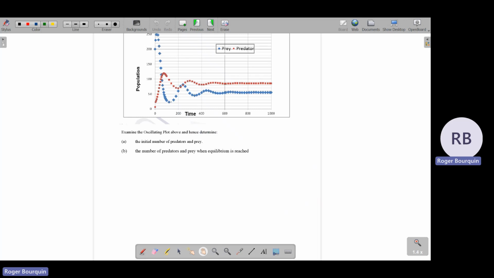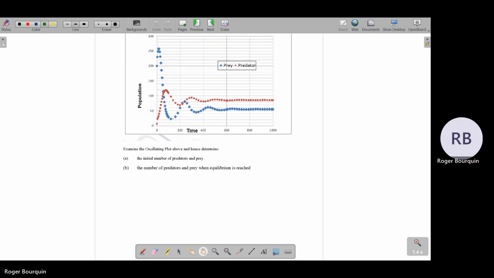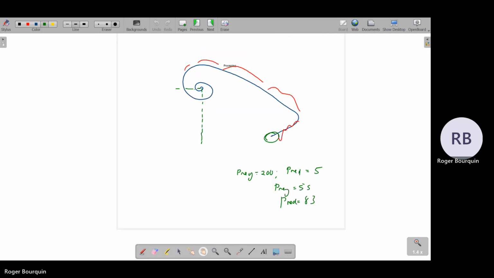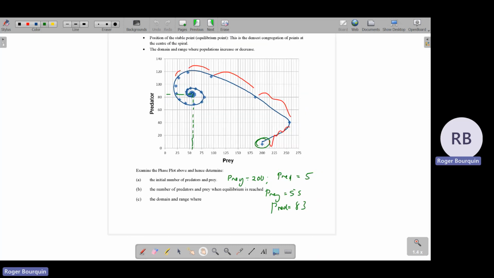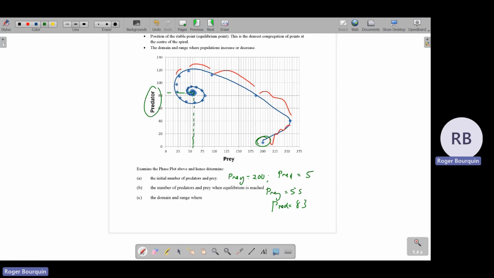So these are diagrams of the same situation. And in this representation, what does it say? It started off at prey of 200, predator at 5, and settled at prey at 55, predator at 83. And that's when you're comparing predator and prey on the same set of axes.